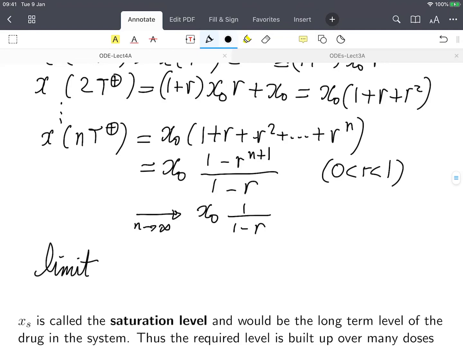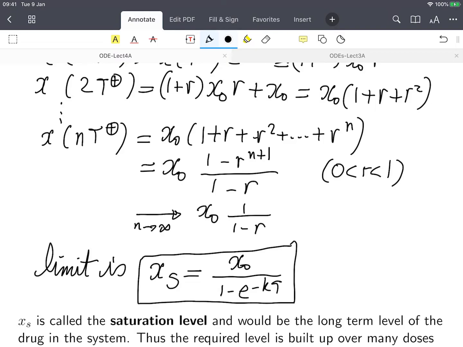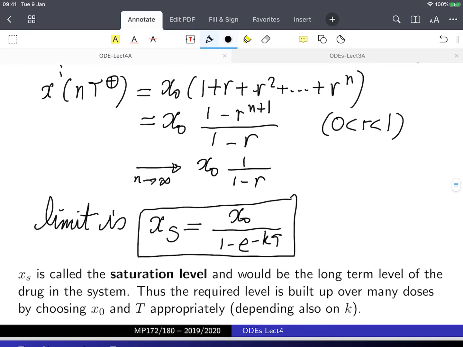The limit, x_s. So you can't go above that level, no matter how many boosters you give. And that's called the saturation level. That would be the long-term level of the drug in the system, built up over many doses.